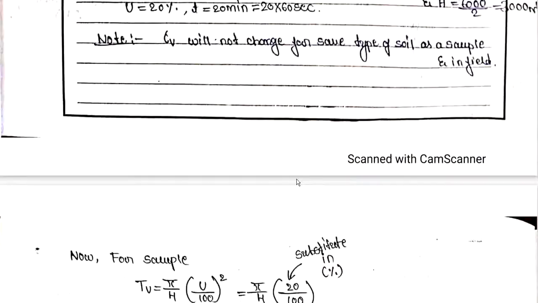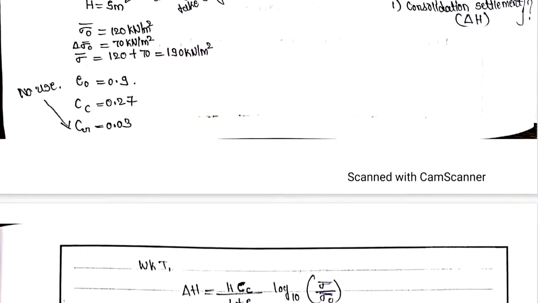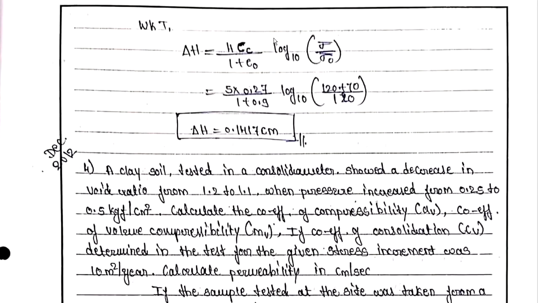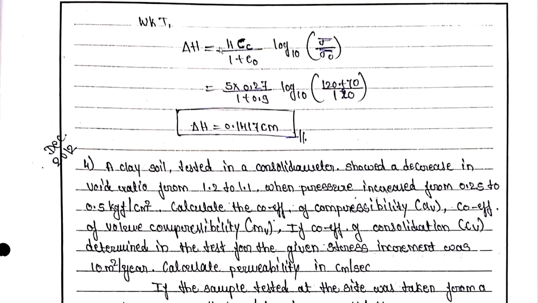So the initial stress which we have here is 120 kilonewton per meter square. The change in stress is 70, so the final stress is 120 plus 70, that is 190 kilonewton per meter square. So delta H is equal to capital H into Cc divided by 1 plus e naught, into log to the base 10 of sigma dash divided by sigma naught dash.